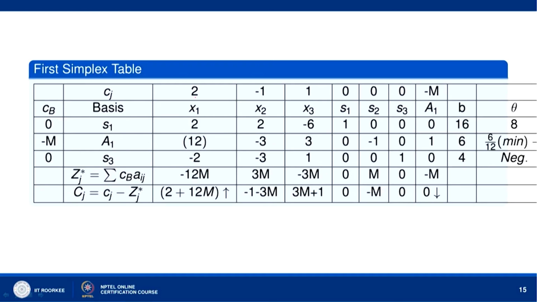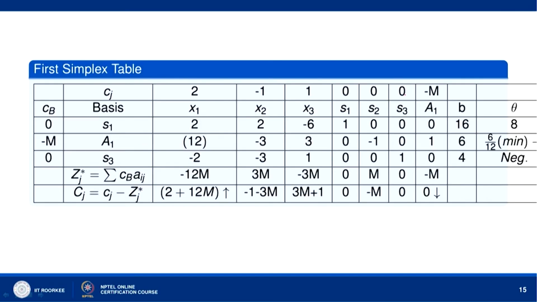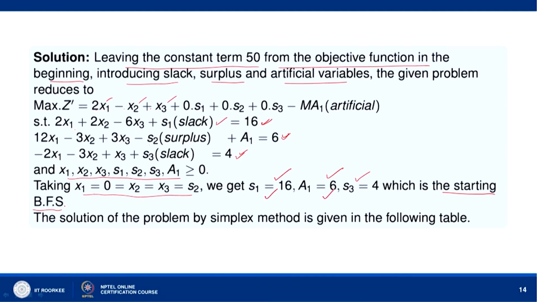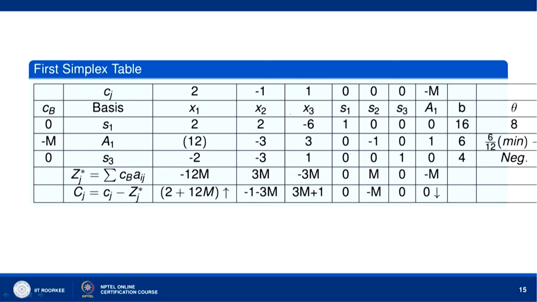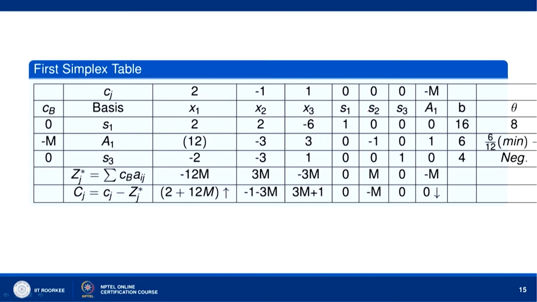So, we have Cj: 2, minus 1, 1, 0, 0, 0, minus M. Basic variables are s1, a1, s3. Non basic variables are x1, x2, x3 and s2. And the coefficients of s1, a1, s3 in the objective function are 0, minus M and 0.